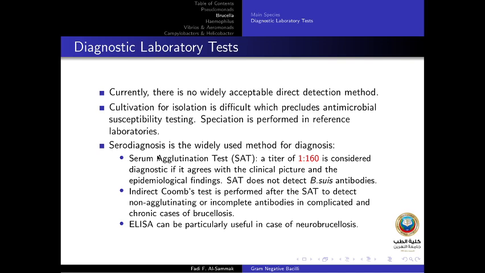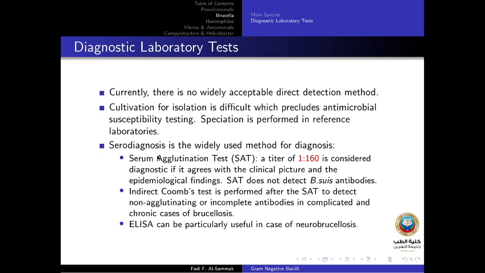And so what remains is the serodiagnosis by taking serum, and it is the widely used method for diagnosis. We do a serum agglutination test, and a titer of 1 to 160 is considered diagnostic if it agrees and is consistent with the clinical picture and epidemiological findings. Of course, Iraq is endemic for brucellosis and Malta fever.